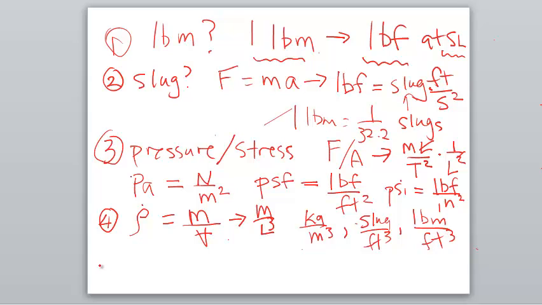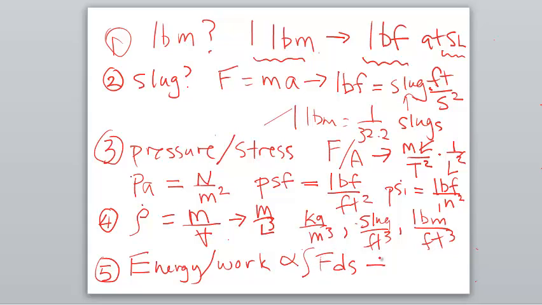Okay, and last but not least, let's talk about energy and power. Okay, so remember, energy has the same units as work. And hopefully you remember from physics that work is the integral of F ds. So I'm just going to write here it's going to be proportional to the same units as F ds. Okay, so if you were to do the dimensional analysis, you'll see that force has the units of mass, length per time squared, and then we're going to multiply that by another length. Okay, everybody see that?